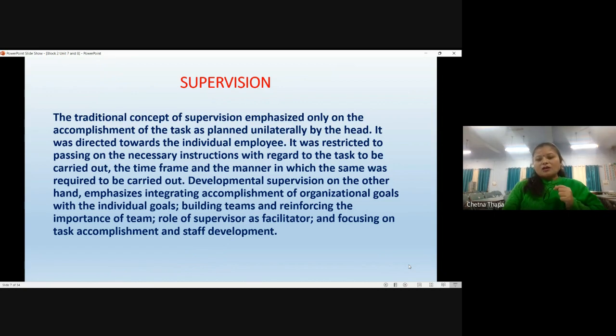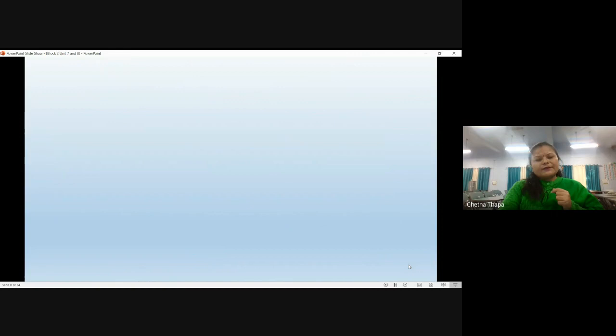You know, there was no provision for the staff development. But today we are integrating both the goals, the individual as well as the organizational goals. Now we will discuss the approaches to supervision, how this is done, how we can focus not only on the goals of completion of certain tasks, but also on the developments.